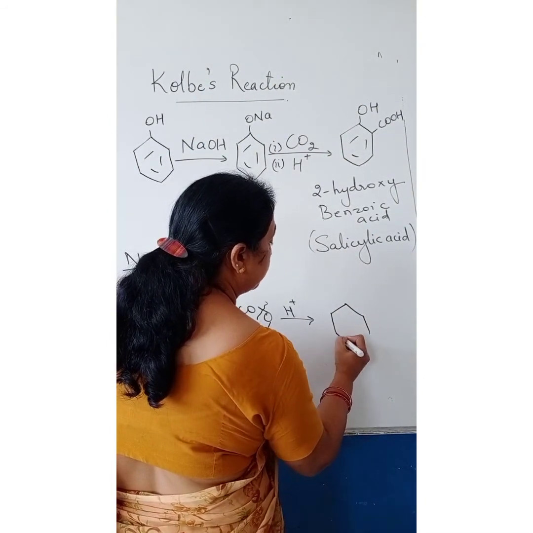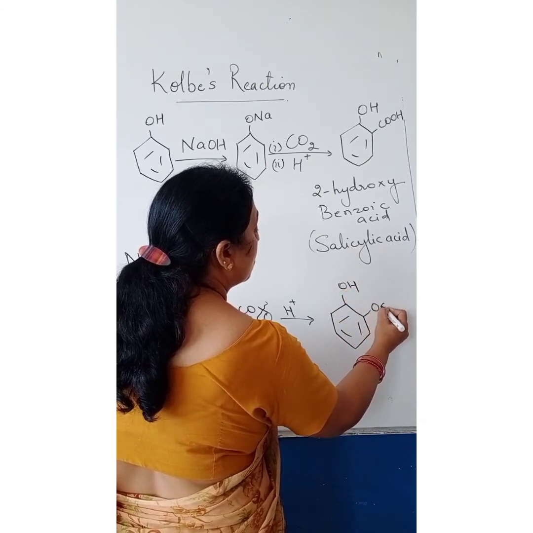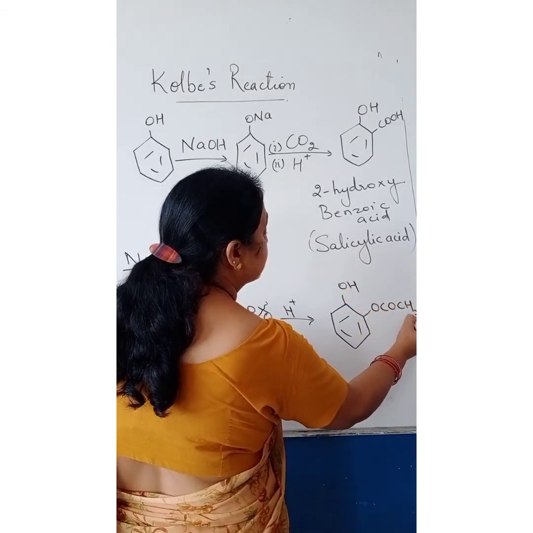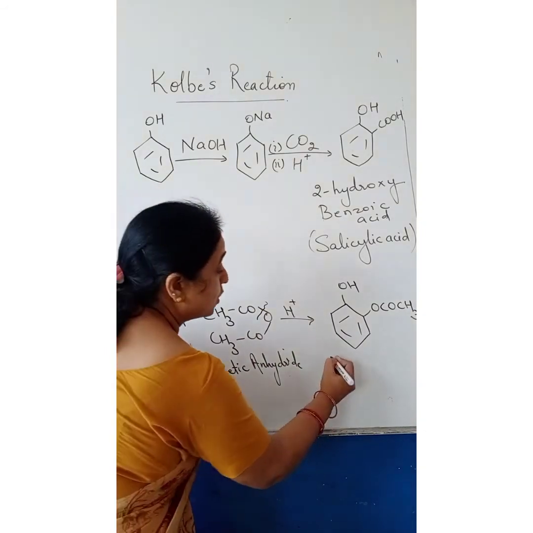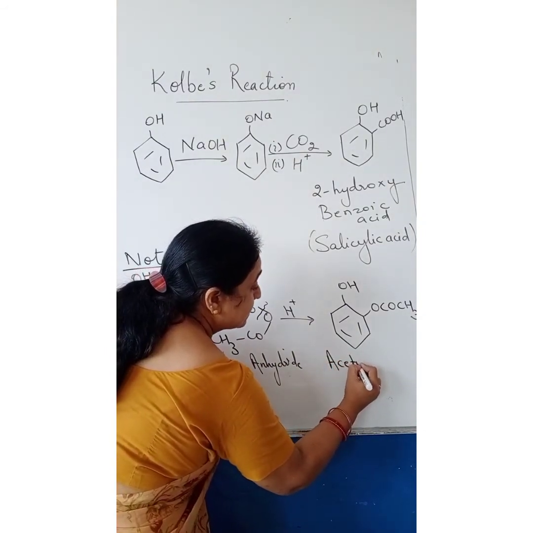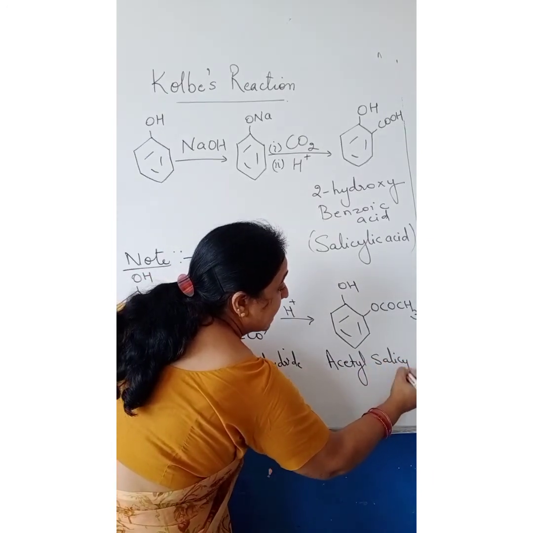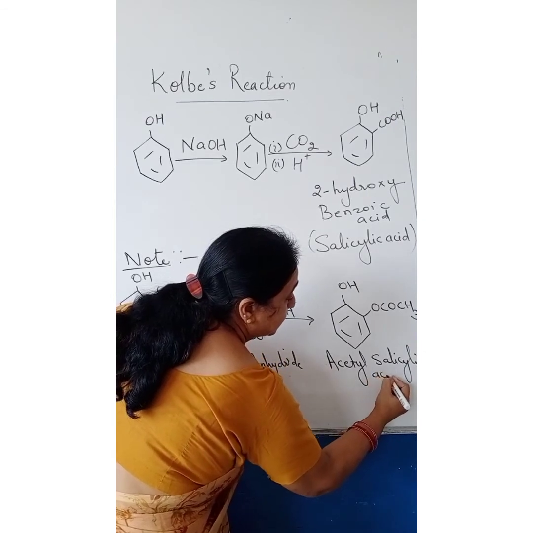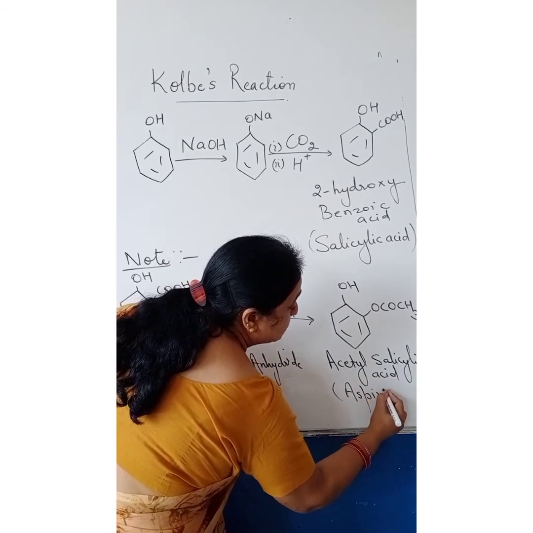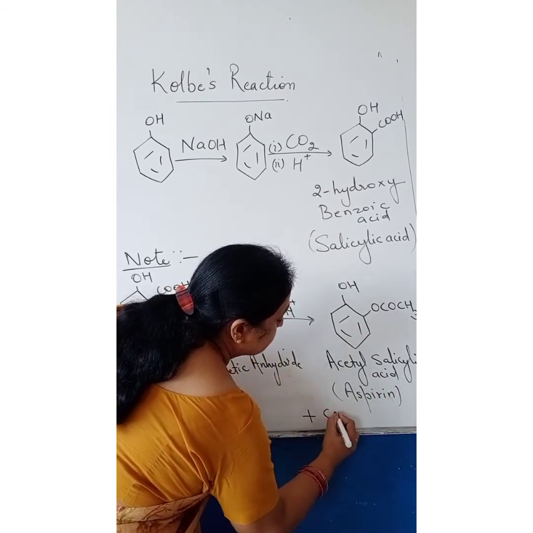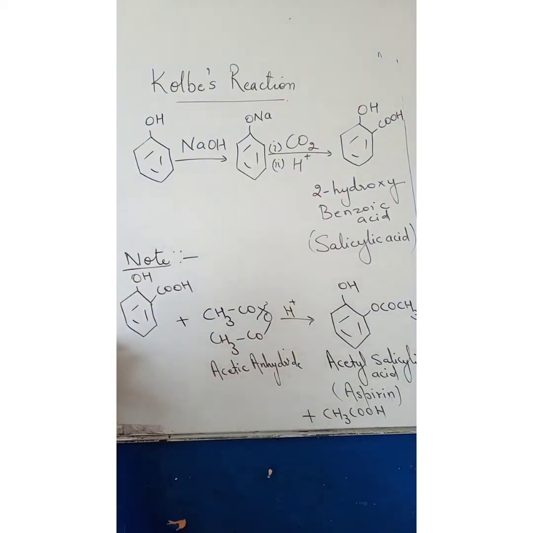So we are going to have the product OH, OCOCH3. This is very popularly known as acetylsalicylic acid or aspirin, plus CH3COOH is obtained as the byproduct.